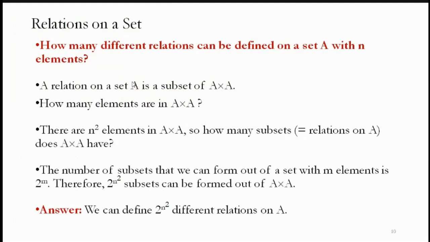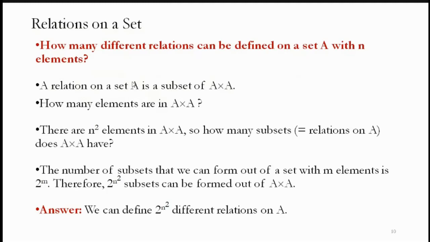How many different relations can be defined on a set A with n elements? So if a set A consists of n elements, how many relations can you make? A relation on the set A is a subset of A cross A. So whenever you make a subset of A cross A, how many elements will you get? As we have seen in the last lecture, A cross A is A square, that means n square elements.